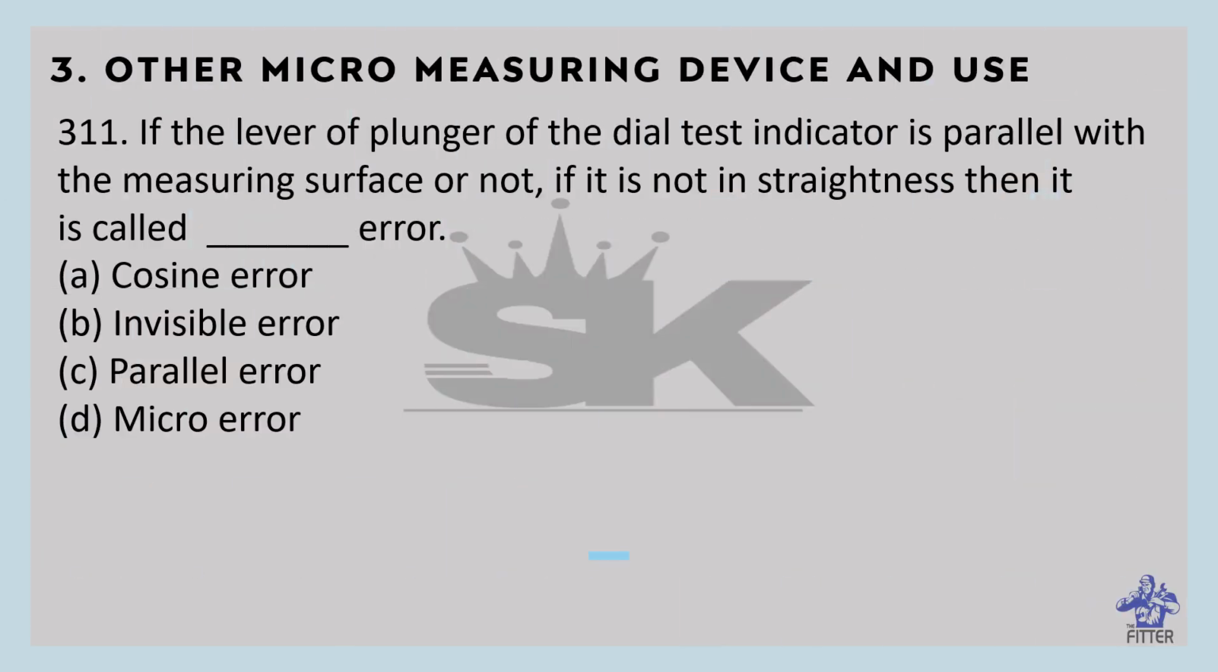If the lever or plunger of a dial test indicator is not parallel with the measuring surface, not in straightness, then it is called dash error. That is a cosine error. Option A. Okay. A cosine error occurs when the plunger or lever of the measuring instrument is not parallel to the workpiece to be measured. Okay.